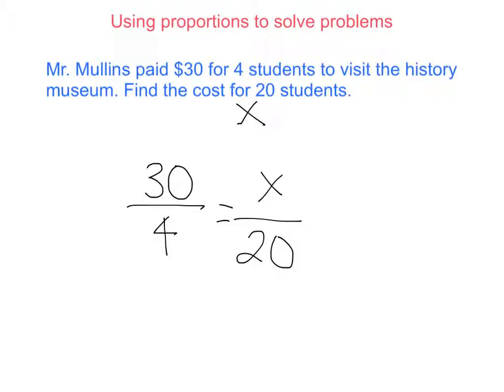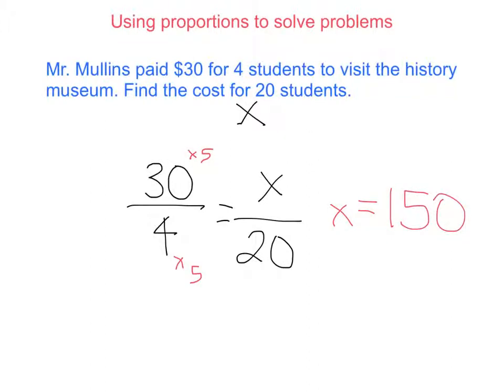So now in this sense, you are able to figure out, what did I do to 4 to get 20? Well, we know that we multiplied it by 5. So whatever you do to the bottom, you would do to the top. Now, this doesn't always work because sometimes one number doesn't evenly get multiplied by something to get the other number. But if you know that 20 is a multiple of 4, then you can go ahead and solve that way. So this would be x equals 150.